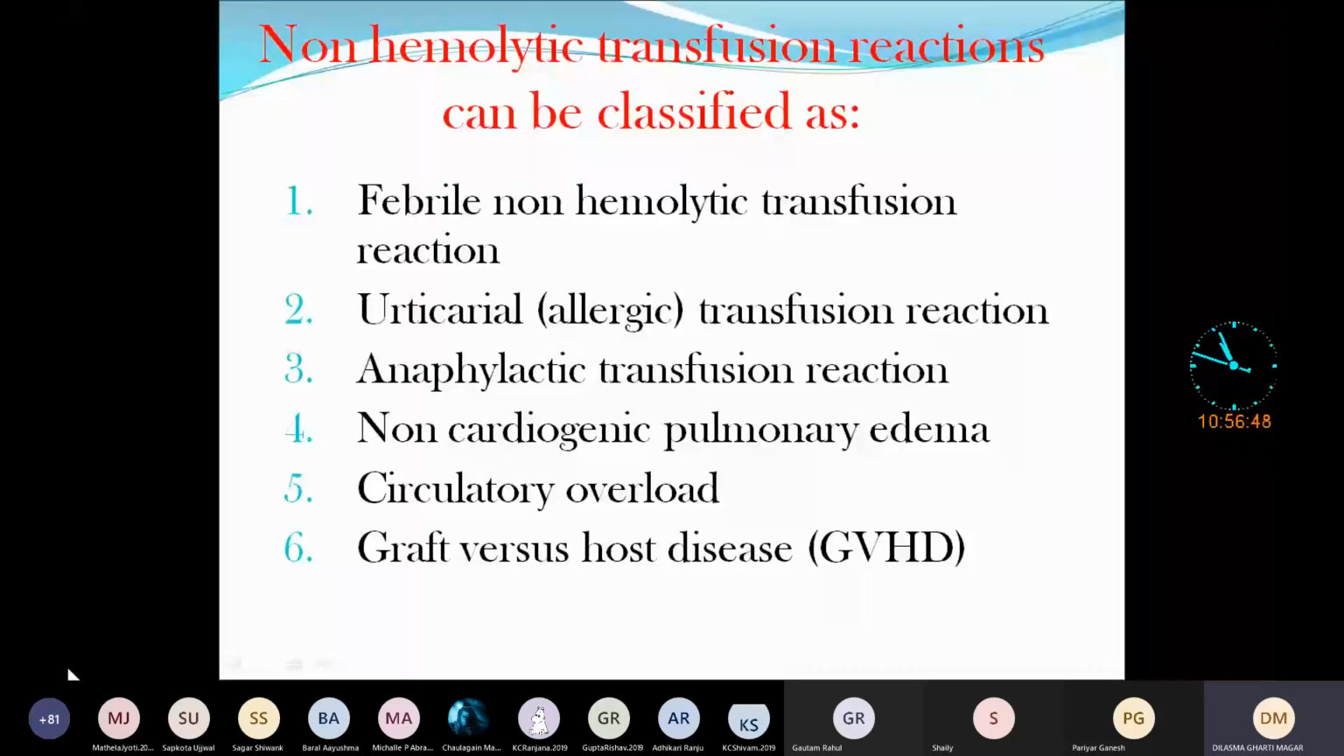Usually we don't take the blood from our own relative. So if the parent gives the blood, then at that time there can be graft versus host disease. So that is the main cause.